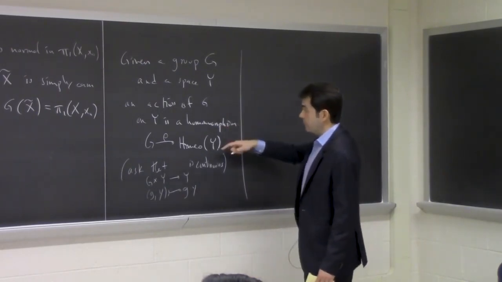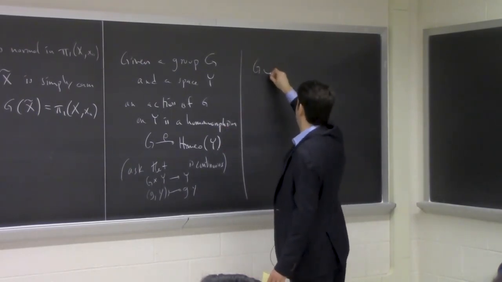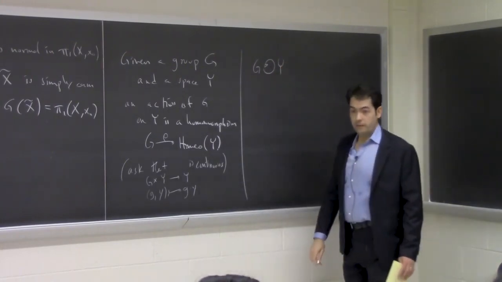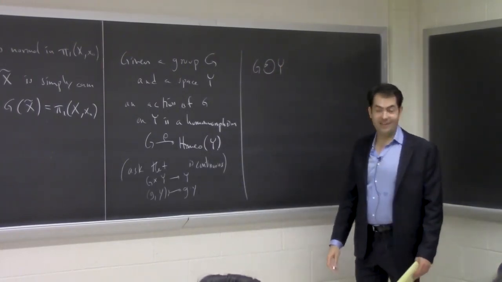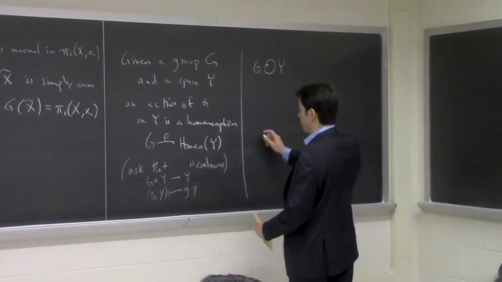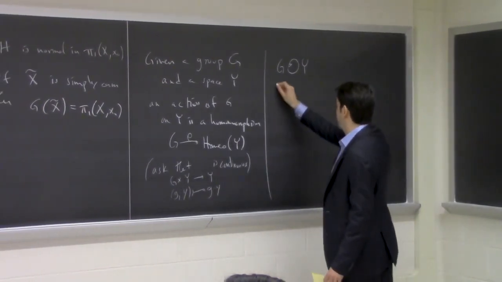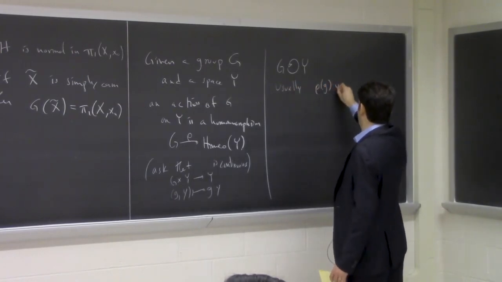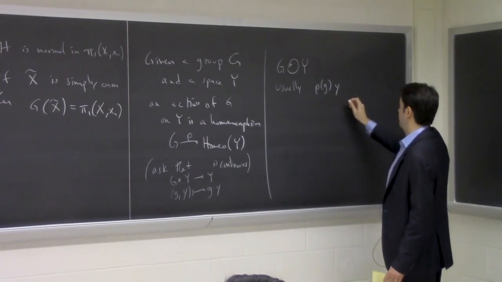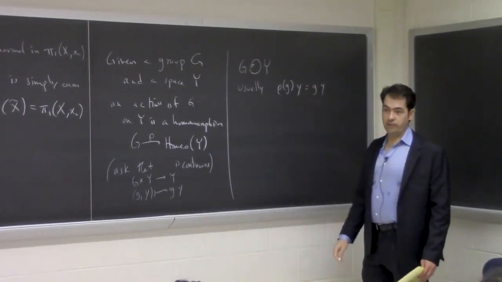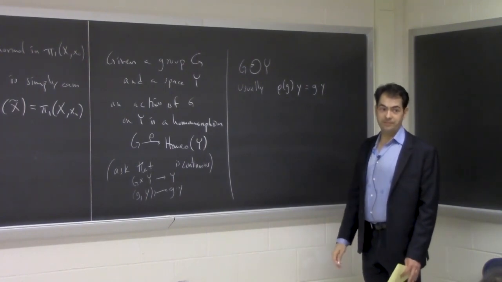When a group acts on a space, we denote it like this. We put G and then a round arrow on Y, right, to show that G is acting on Y. And as I already did here, we usually abbreviate. Instead of writing rho of G acting on Y, we just put G dot Y or G times Y if we are feeling lazy.